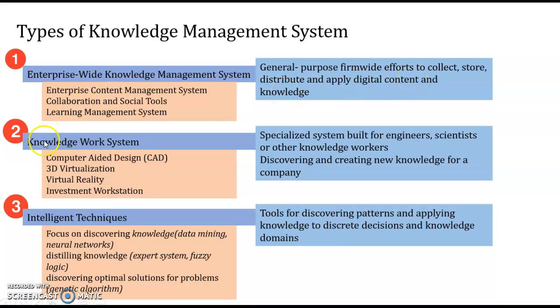Number two, we have knowledge work system. In the knowledge work system, usually it involves specialized systems built for engineers, scientists, or other knowledge workers. They are experts in that area, and discover and create new knowledge for a company. They come up with the new thing, the new innovation, the new knowledge. They can do this using software such as CAD, computer-aided design, 3D, virtual reality, and investment workstations.